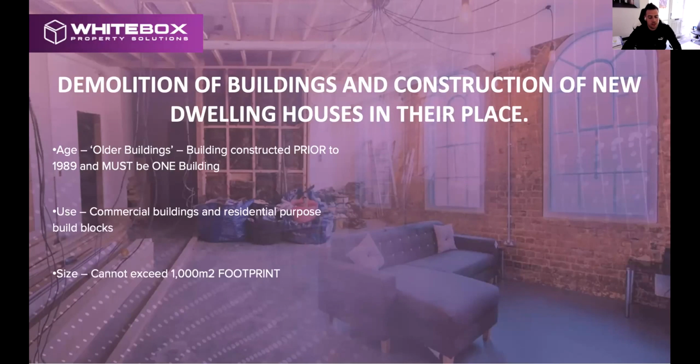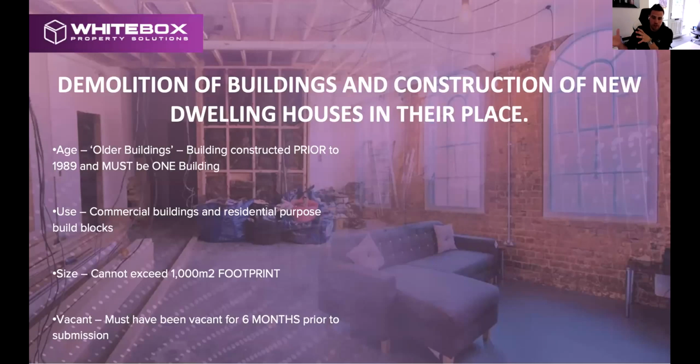The size, the actual footprint, you can't do it to buildings bigger than 1,000 square meters, which is huge, by the way. Okay, there's plenty of properties out there. I can show you quickly how to look at that on Nimbus as well. Now, they must be vacant, and they must have been vacant for at least 6 months prior to submission. So you can't just take a building that's in use and knock it down and rebuild it. They have to be derelict and vacant, at least 6 months before you submit the PD application.